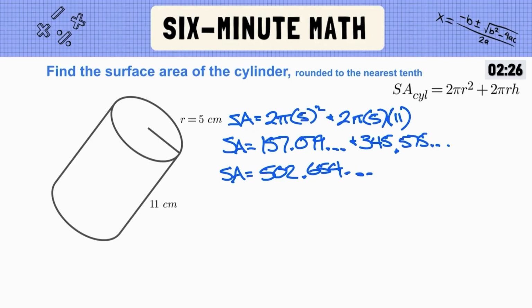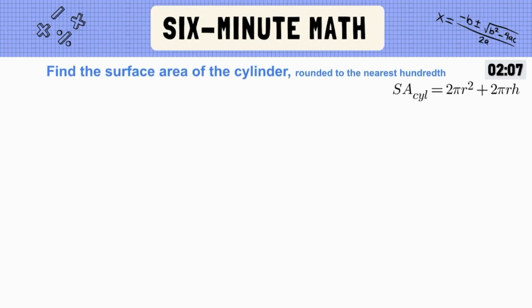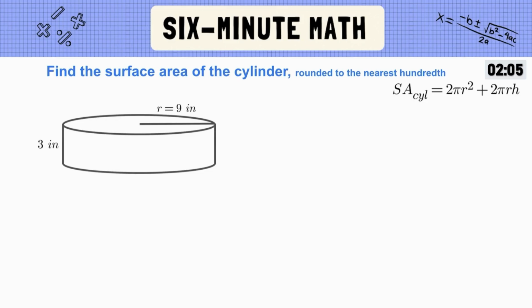And then I'm going to look at my question, and it tells me to round to the nearest tenth. So I'm going to round that to the nearest tenth. My final surface area is 502.7 square centimeters. Let's check out another example. We have the following cylinder. Looks a little different, but it still remains a cylinder with 2 circles and the lateral side.